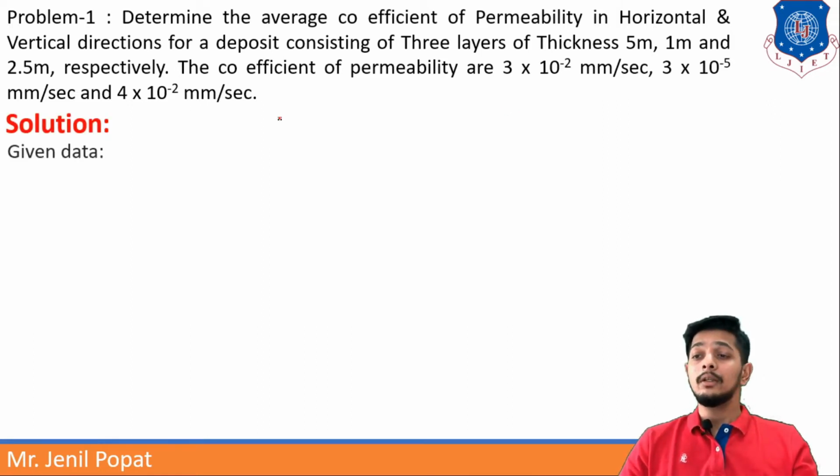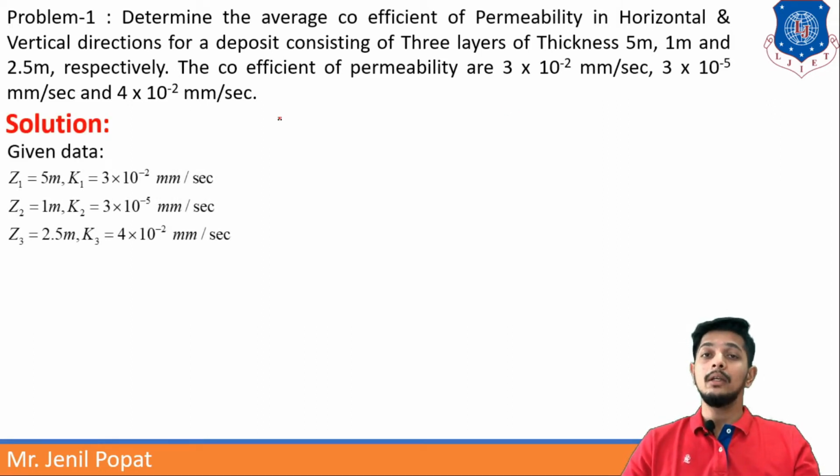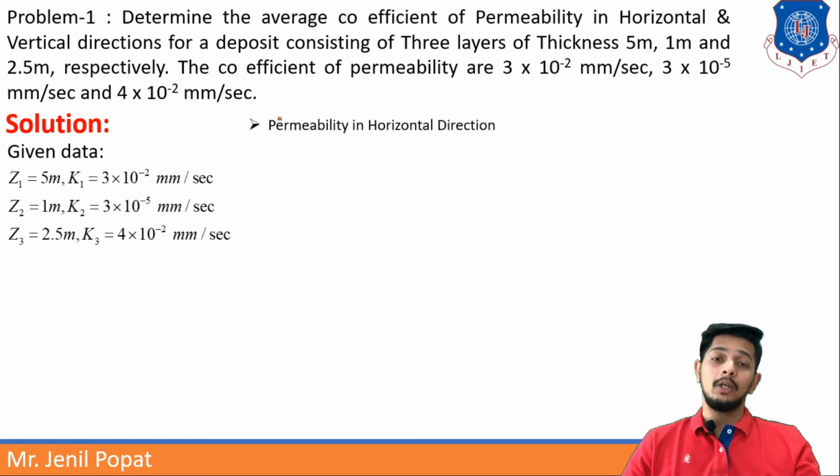Let us solve this by writing the given data first. Here Z1, Z2 and Z3 as well as K1, K2, K3 are given. Z1 will be 5 meter, Z2 1 meter and Z3 2.5 meter. Same way, K1 permeability is 3 into 10 raised to minus 2 mm per second, second is 3 into 10 raised to minus 5 mm per second and third is 4 into 10 raised to minus 2 mm per second.